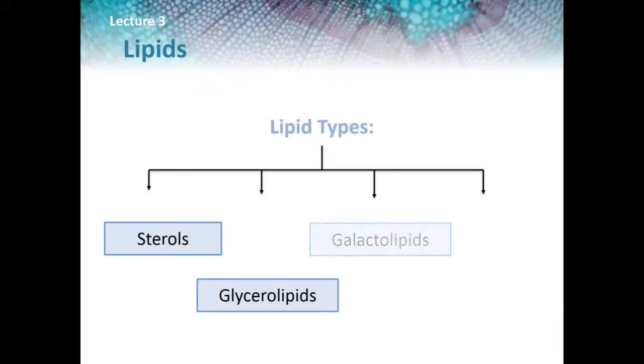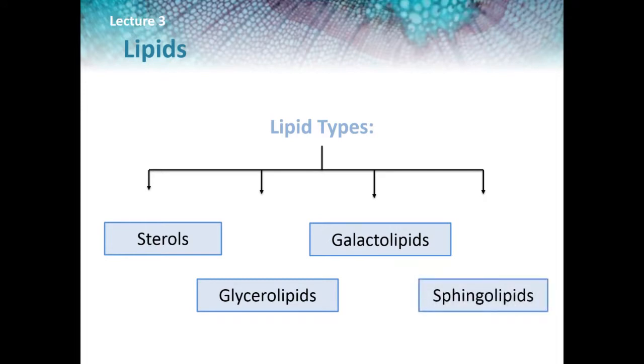In this section, we will cover four main types of lipids involved in membrane structure. Glycerolipids, in which the hydrophobic regions are composed of two fatty acids joined to a glycerol, and galactolipids, which also contain two fatty acids esterified to glycerol. Sphingolipids, in which a single fatty acid is joined to a fatty amine, sphingosine. And sterols, compounds characterized by a rigid system of four fused hydrocarbon rings.